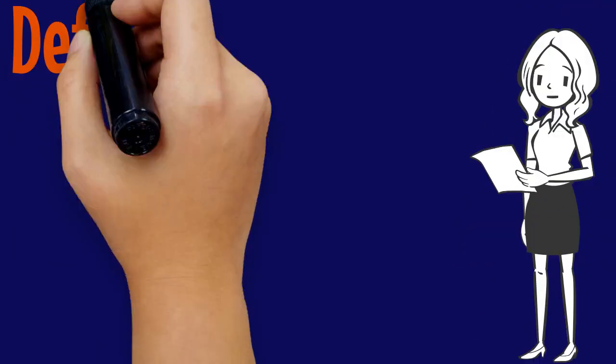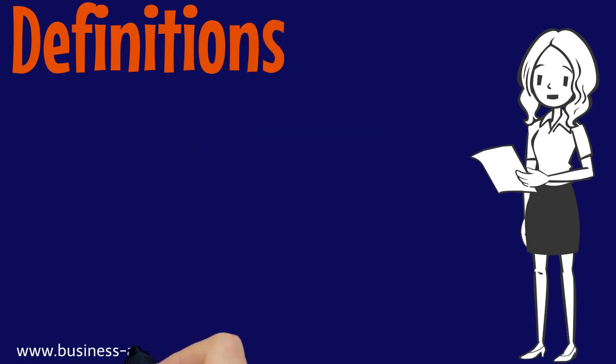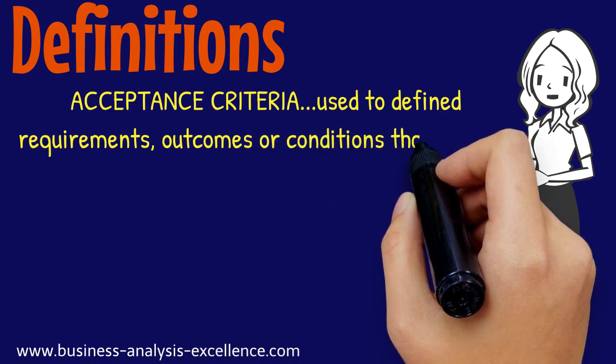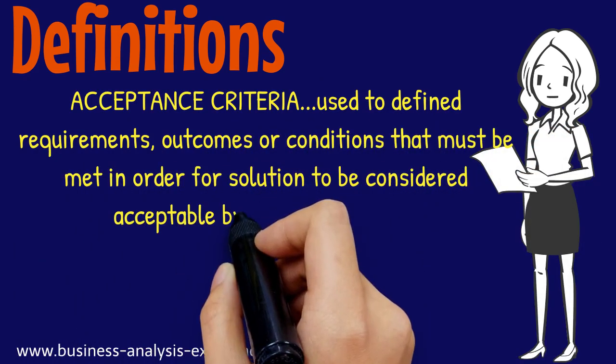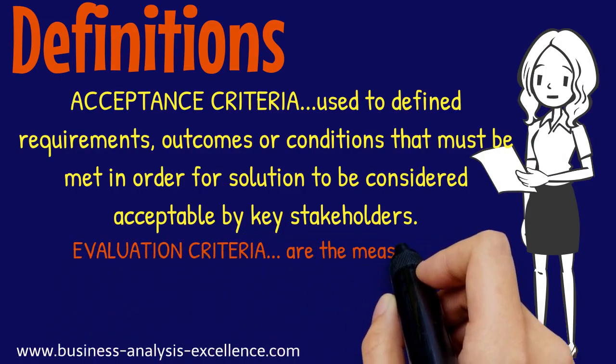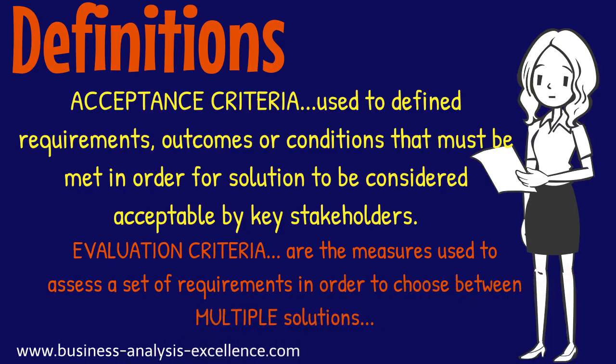Let's now have a look at the definitions of the terms acceptance criteria and evaluation criteria. Acceptance criteria are used to define requirements, outcomes, or conditions that must be met in order for a solution to be considered acceptable to key stakeholders, whereas evaluation criteria are the measures used to assess a set of requirements in order to choose between multiple solutions.